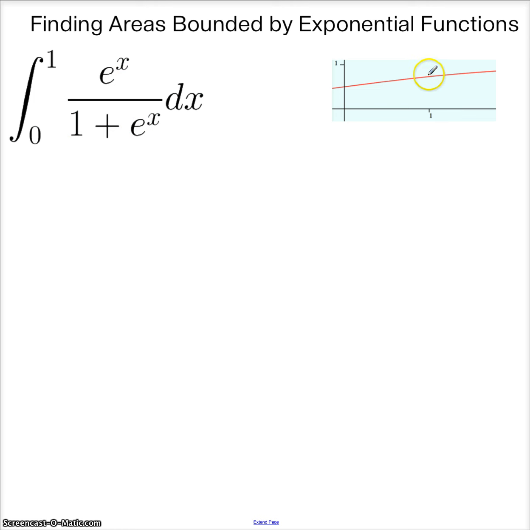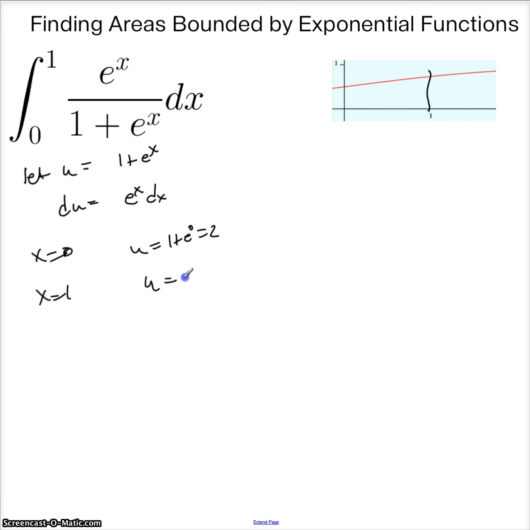The integral from 0 to 1 of e to the x divided by 1 plus e to the x. Let me let u equal 1 plus e to the x. Then du is e to the x dx. When x is 0, u is 1 plus e to the 0, or 2. When x is 1, u is 1 plus e to the first, or 1 plus e.